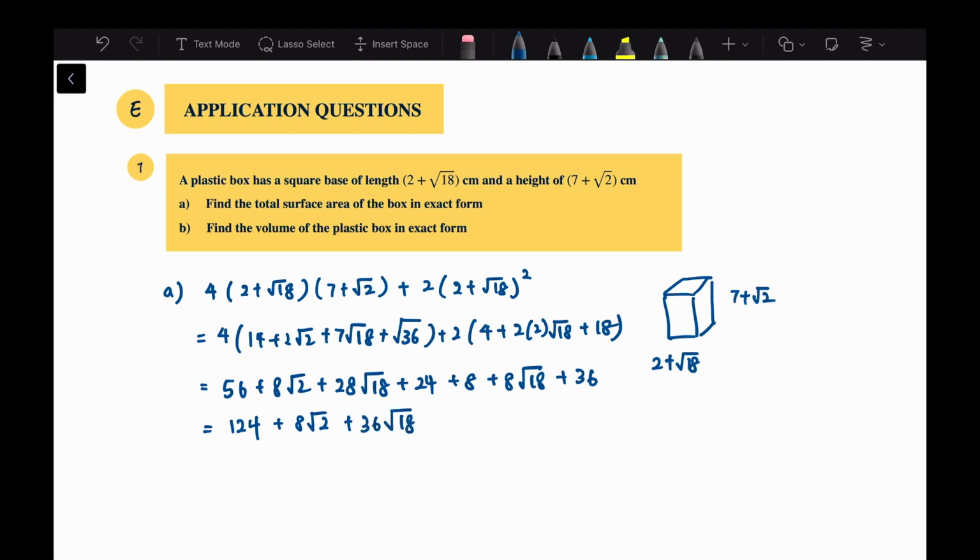We can actually simplify this further by breaking down 18 into its factors. Remember, the factors that can be square rooted are 9 multiplied by 2. Alright, so what we have would be 124 plus 8 square root 2 plus 108 square root 2.